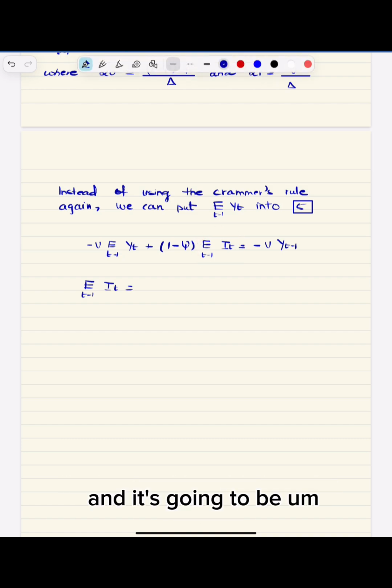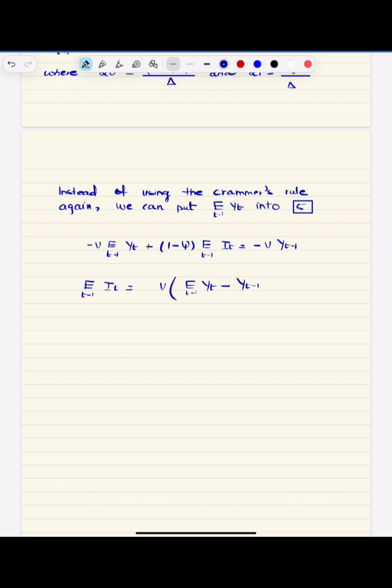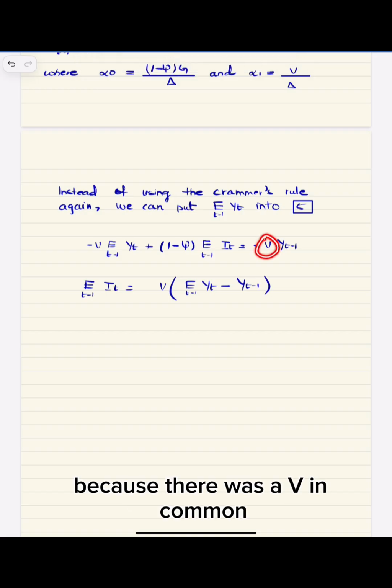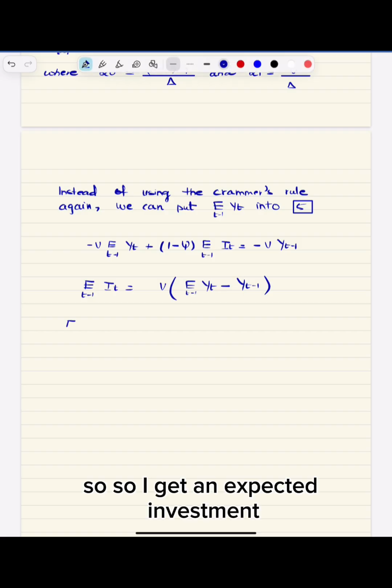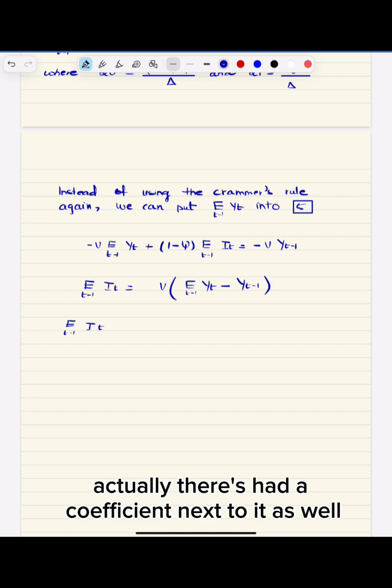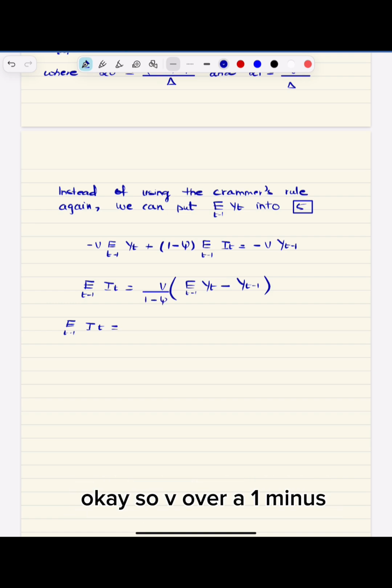It's going to be V into the expected value of current income minus past income. Because there was a V in common and I had taken this on the right side, yeah. So I get an expected investment. Oh, actually this had a coefficient next to it as well, so it's going to be divided through by 1 minus this. Okay, so V over 1 minus that symbol there.